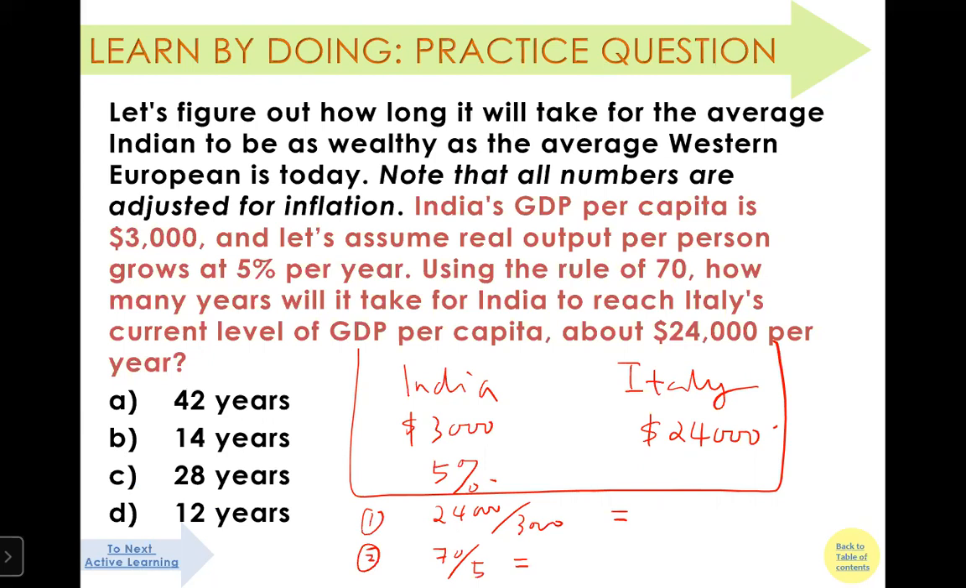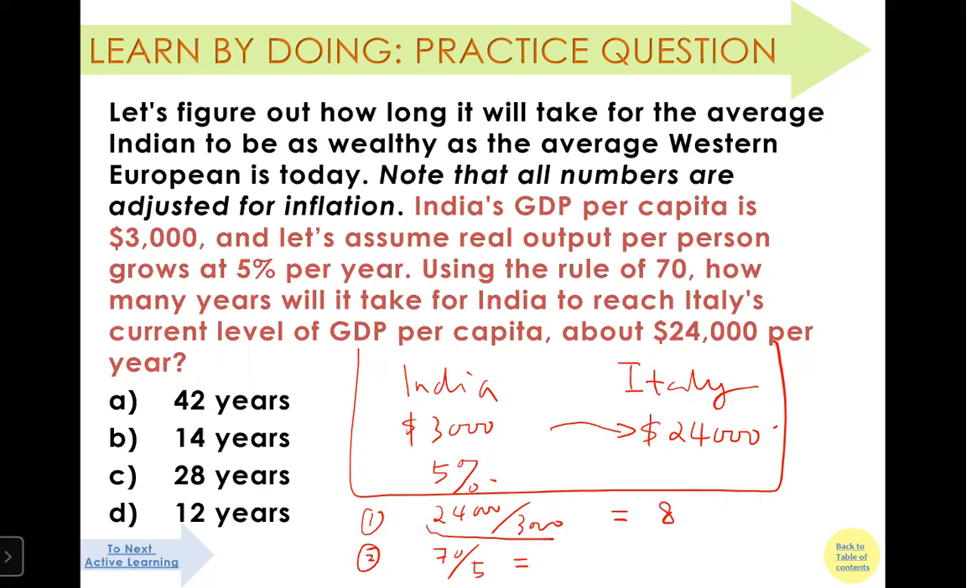Okay, look at this question. It says in India, the per capita GDP is 3,000. Italy is 24,000. India grows by 5%. It asks how many years it takes for India to reach the level of Italy. So we need 3 steps. Step number 1, first find out the difference between India and Italy. That's 24,000 divided by 3,000, which is 8 times.